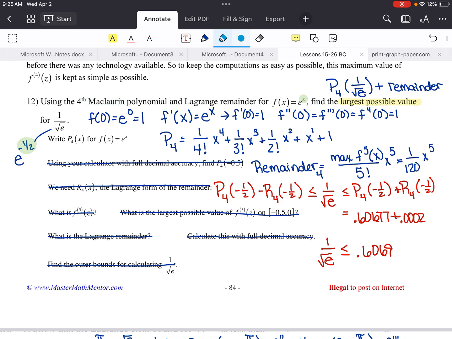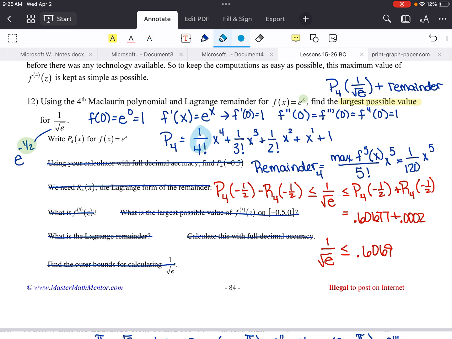So I need to find f of 0. I need to find f prime of 0. I need to find the second, the third, the fourth derivative at 0. And what you notice with these is the derivative of e to the x is e to the x, and I'm plugging in 0. So all of these derivatives are 1. 1, 1, 1, 1, 1, 1, 1.